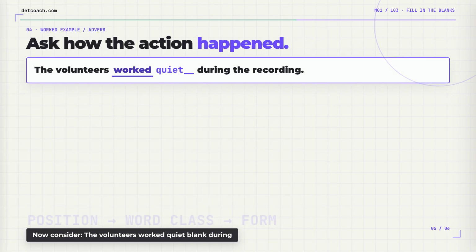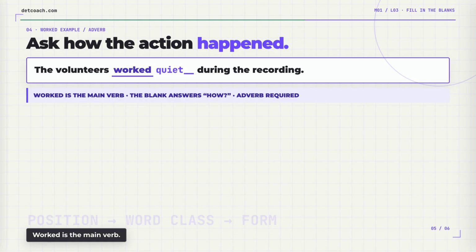Grammar chooses the ending before spelling confirms it. Now consider. The volunteers worked quiet blank during the recording. Worked is the main verb. The missing word tells us how the volunteers worked. That means the sentence needs an adverb. Quietly is the adverb that fits both the action and the meaning.